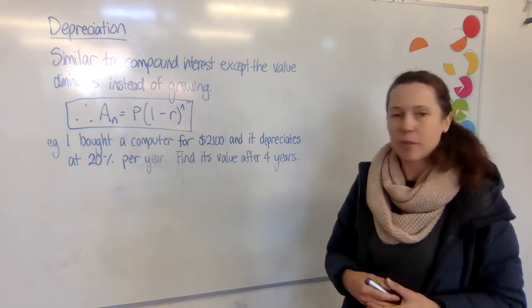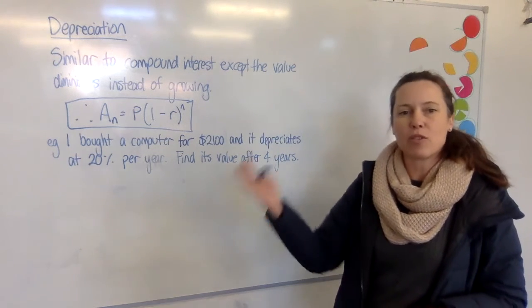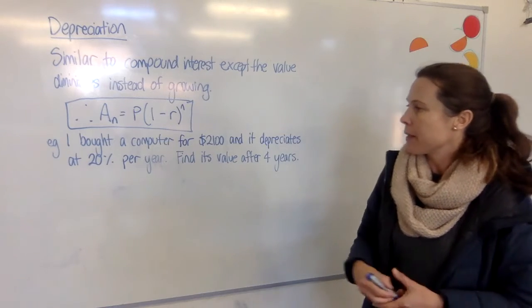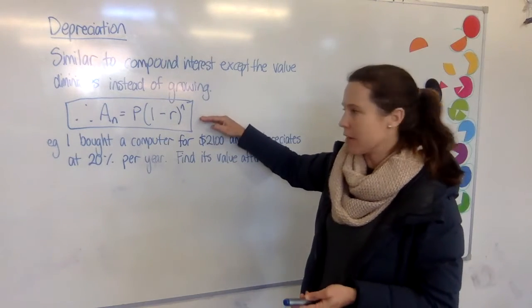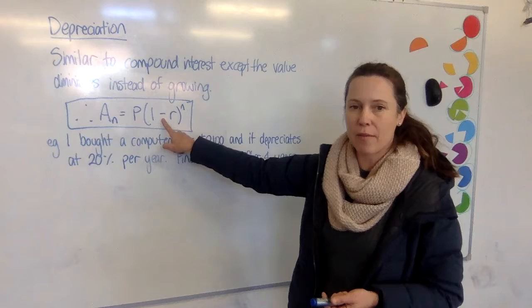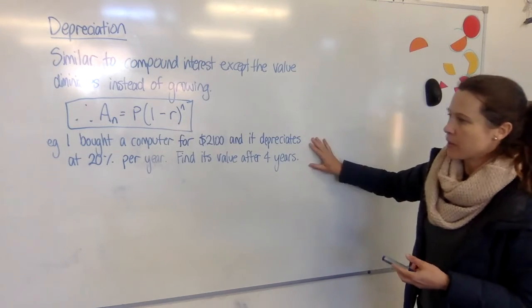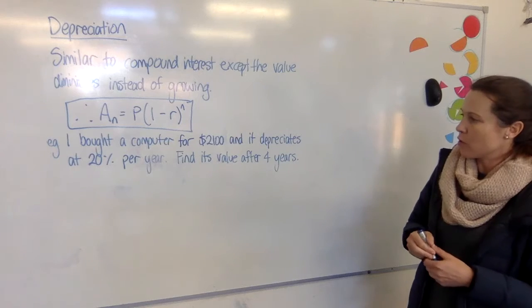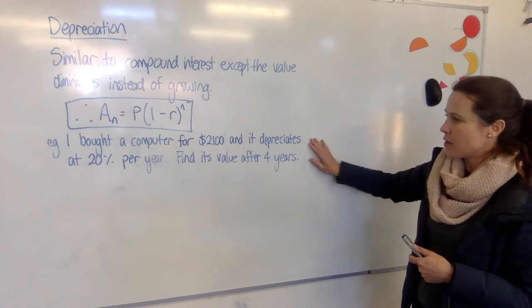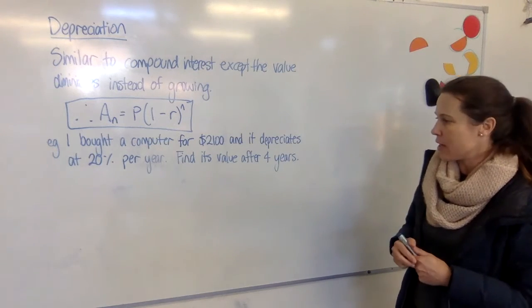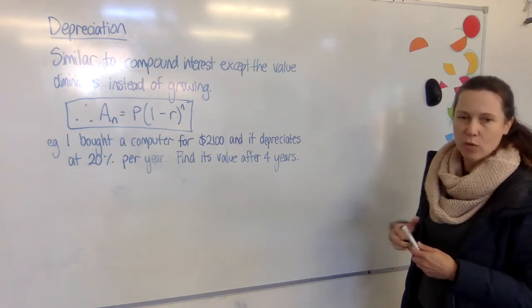Depreciation is really similar to compound interest, except that the value diminishes instead of growing. So we've got almost the same formula as for compound interest, except we have a minus sign here instead of plus. To illustrate this with an example, I bought a computer for $2,100 and it depreciates at 20% per year. Find its value after 4 years.